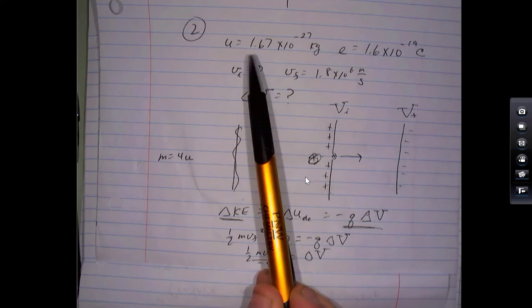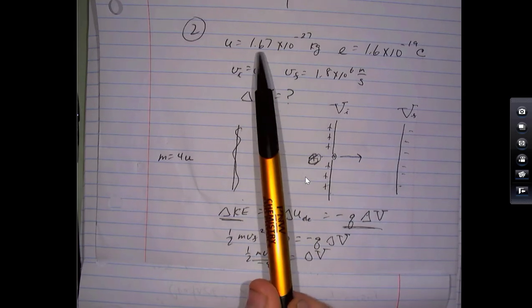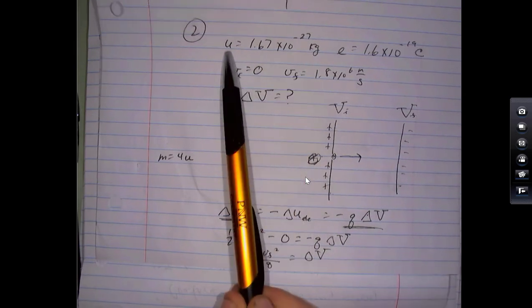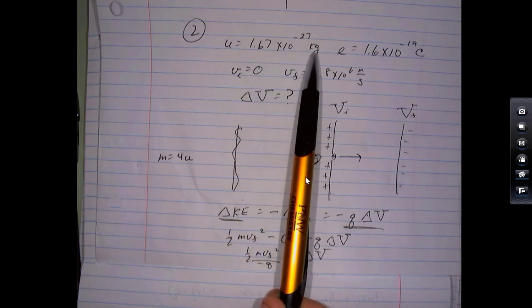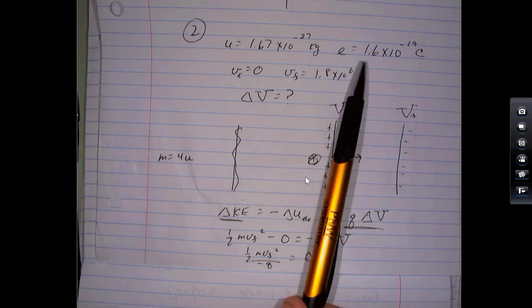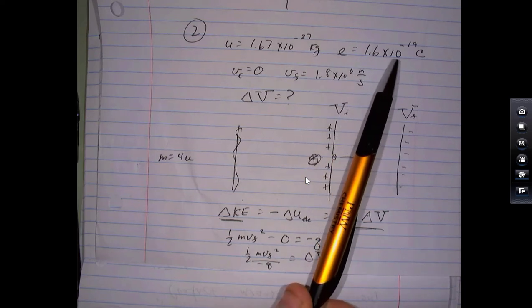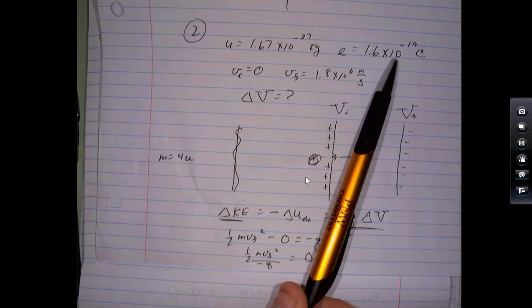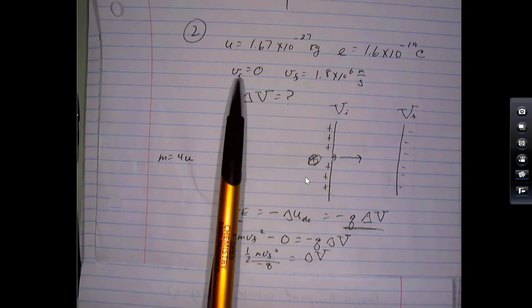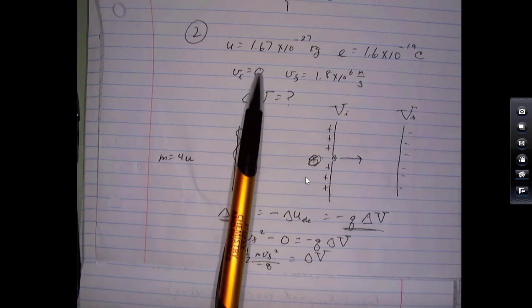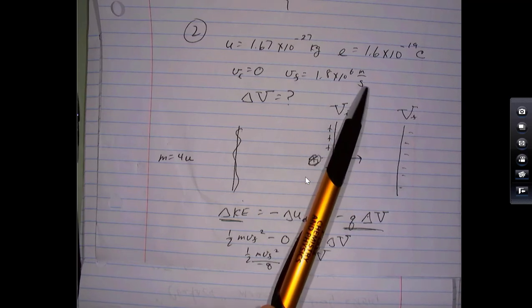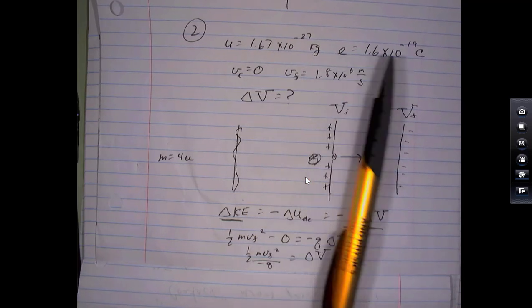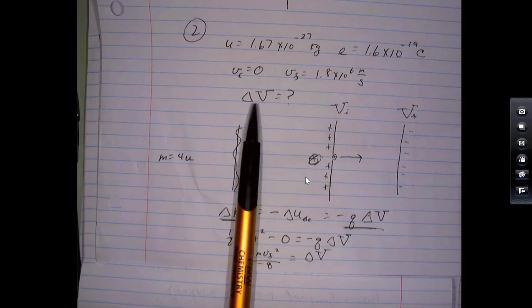Okay, so I looked this up. One atomic mass unit, we used to call them AMUs when I was a kid, actually. Now they're just this simple u. 1.67 times 10 to the minus 27 kilograms. The charge they give you, it's 1.6 times 10 to the minus 19, so it must have lost an electron. We're going from an initial speed of 0, this is little v, that's for speed, to a final speed of 1.8 times 10 to the 6th. You might have different numbers, so be careful. What potential difference do we need for that to happen?